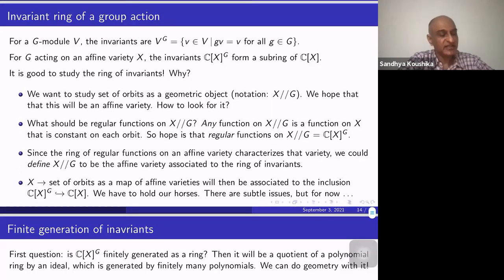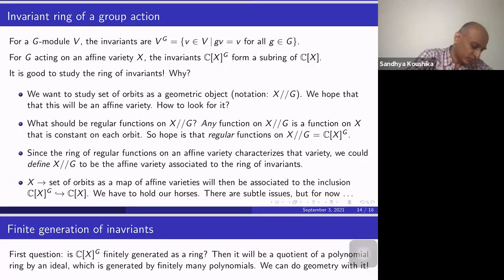Because if this ring is finitely generated, then it is a quotient of a polynomial ring by some ideal. It is a fact that every ideal in a polynomial ring has a finite number of generators. So I can hopefully explicitly find such generators. And then I actually have geometry associated with those. I can take the zero set of those and I can really do geometry. Okay? So this is really a worthwhile endeavor if it is going to go through. So the question is, is this ring finitely generated? And the answer is yes, if we are in the desirable situation.